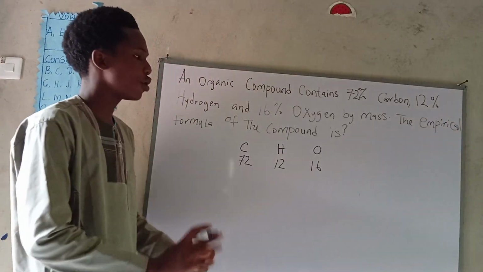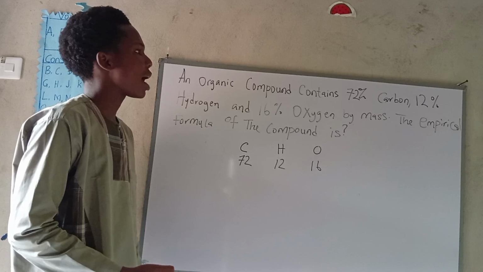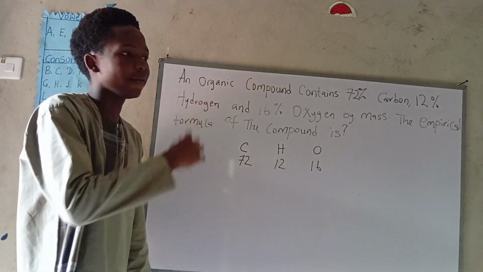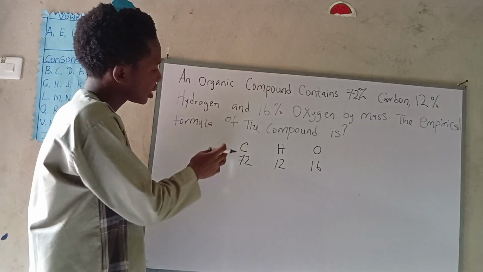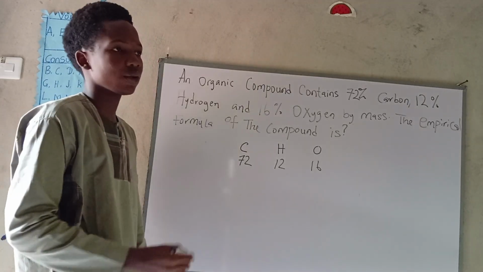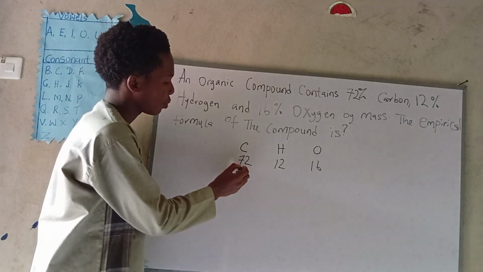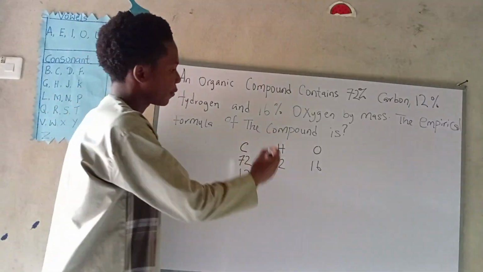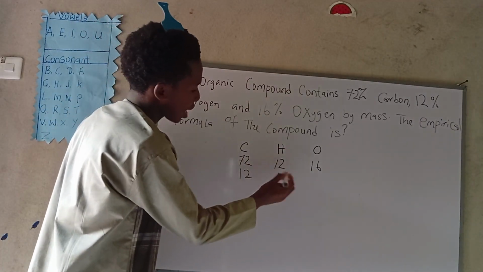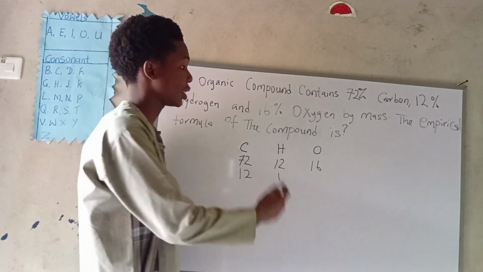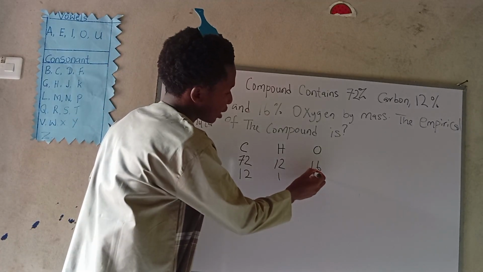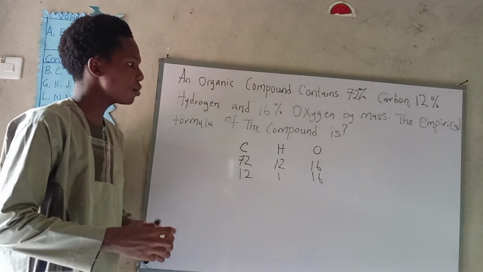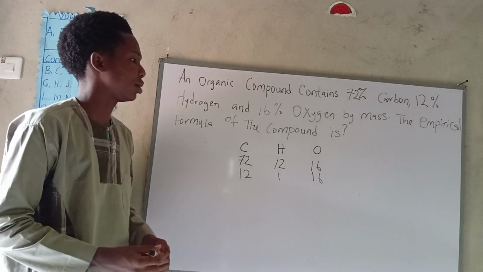Okay, now from here, what do we do? Use their atomic mass to divide through. Now, what is the atomic mass of carbon? We have the atomic mass of carbon to be 12. We have the atomic mass of hydrogen to be 1. We have the atomic mass of oxygen to be what? We have the atomic mass of oxygen to be 16. Okay, now what next from here?